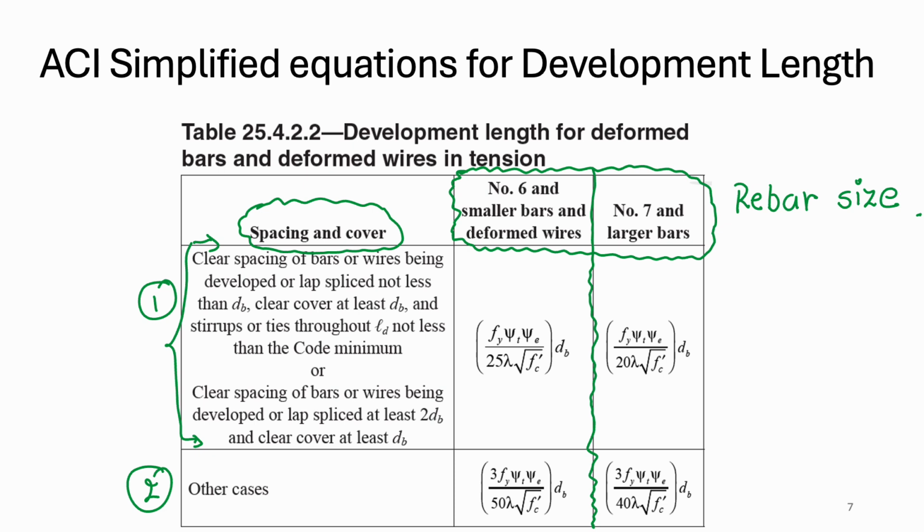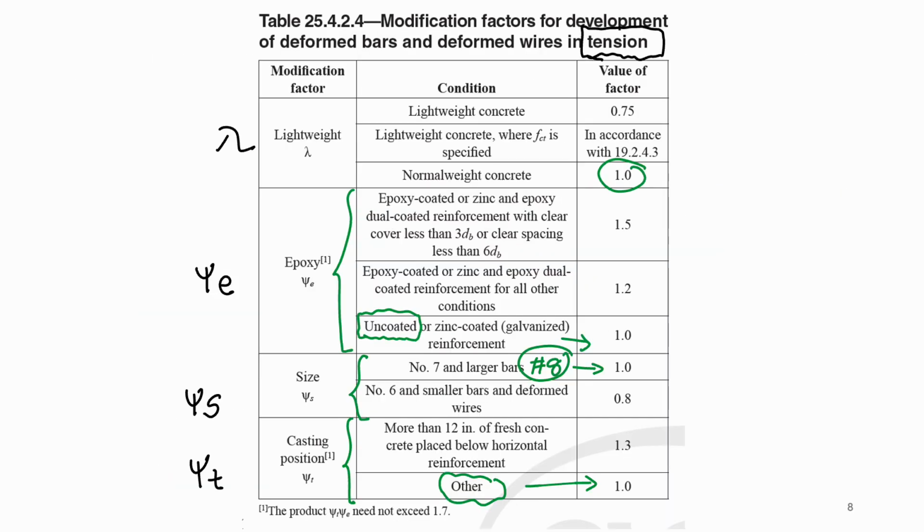We need to multiply the first term of the equation by 3 and divide by 50 lambda if we have number 6 bars, and for number 7 and larger bars we have 3 and 40. So this is the table which I already mentioned. This is the modification factor for lambda. We said we are using 0.75 for lightweight concrete, and for normal concrete it will be 1.